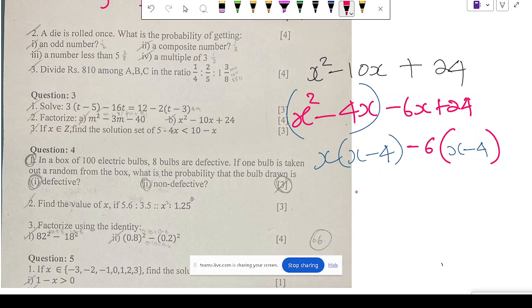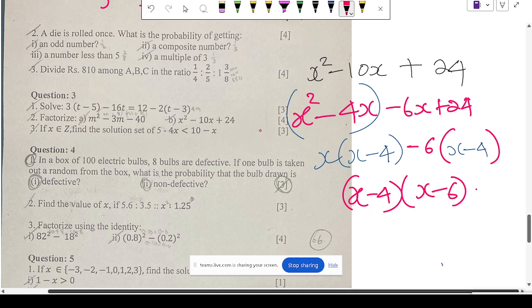Okay, next, what is common to them? X minus 4, x minus 6. Yes, but I think for 4 marks they have given 2 questions, right? Yes, sir. So each question is 2 marks. For 2 marks, this is lengthy what they have given. Anyway, x minus 4, you can write even like this, x minus 6 into x minus 4. Both are correct.